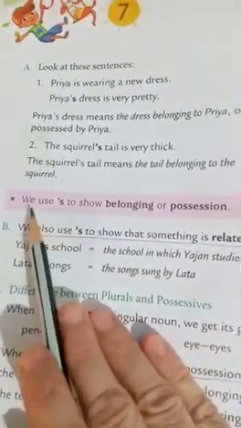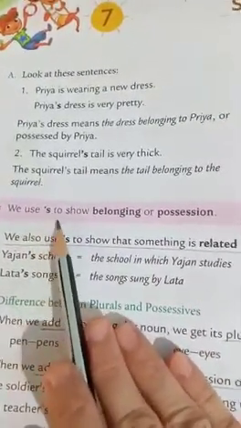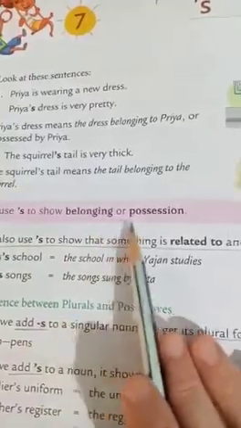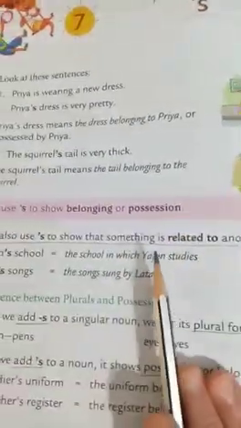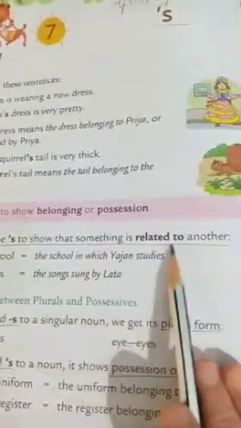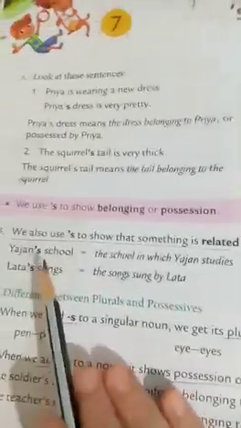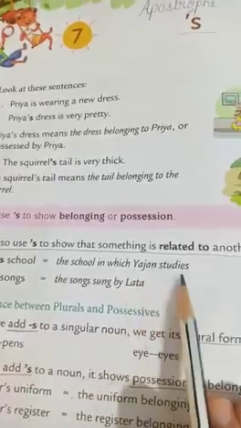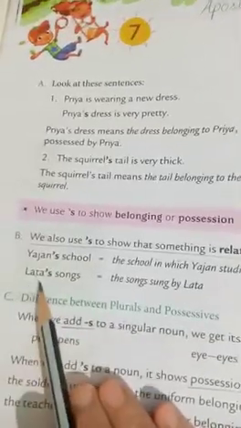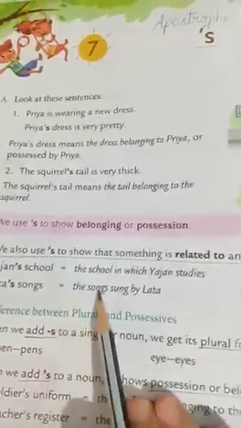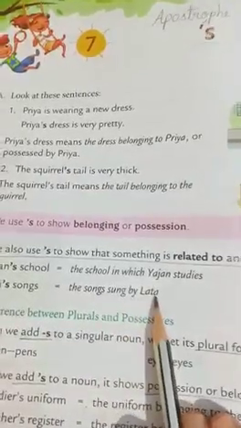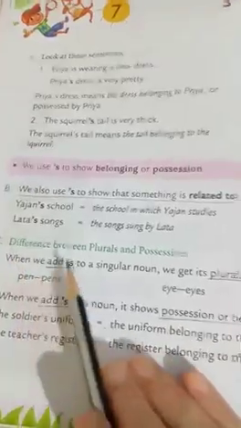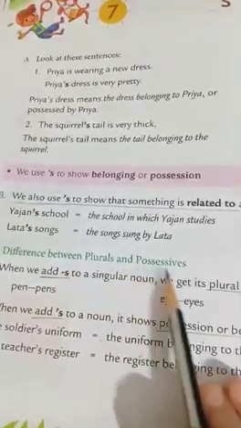Okay, so I'll see. We use apostrophe S to show belonging or possession. Just as I told you. Now something which is related to another. Now see, Yajan's school. That means what? The school in which Yajan studies. Lata's songs. The songs sung by Lata. Okay. Next, number C is what? Difference between plurals and possessives.